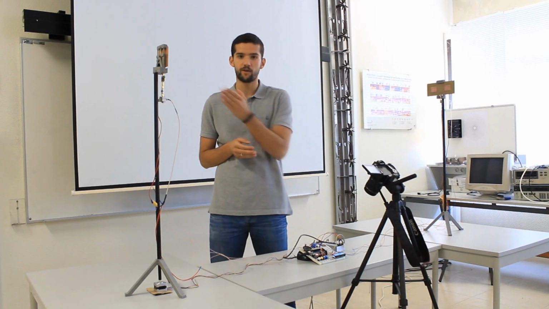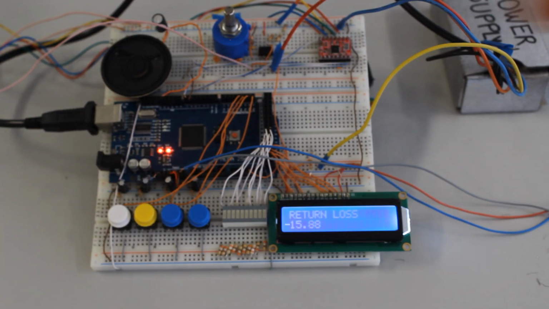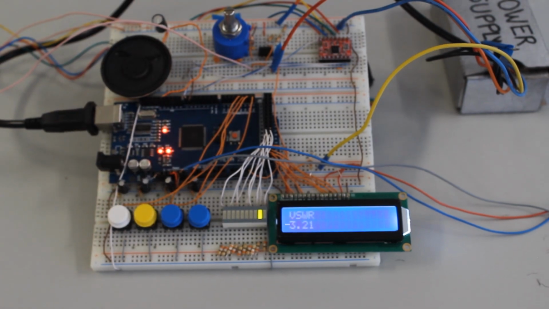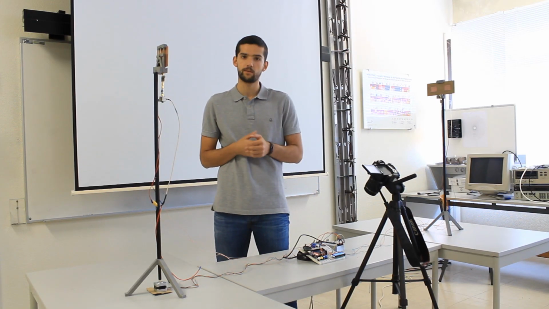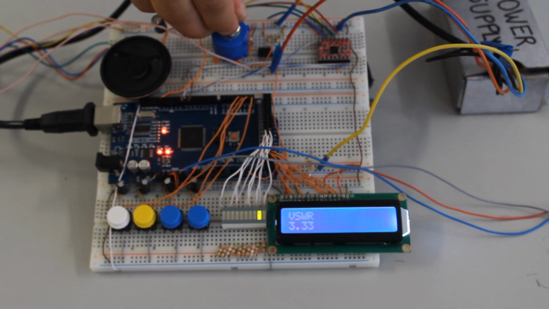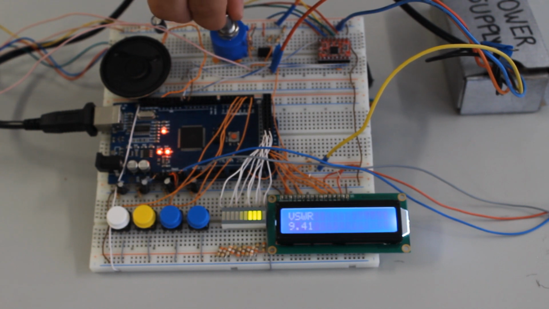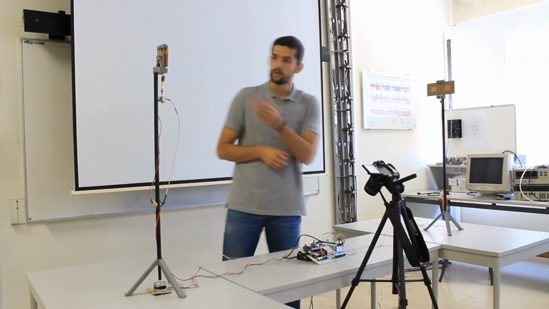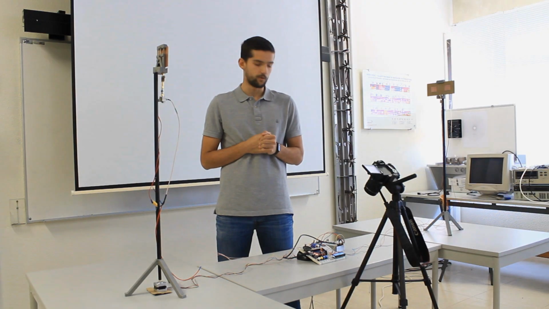Now we can check the return loss of our transmitter antenna. As you can see, the return loss value is currently at its maximum. But if we change the frequency of our VCO, we see the return loss decreasing. Also, from the return loss, we can calculate the VSWR. And also by changing the frequency of our VCO, the VSWR will get worse. And now, the antenna is matched with the VCO.